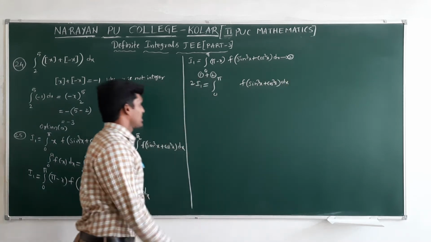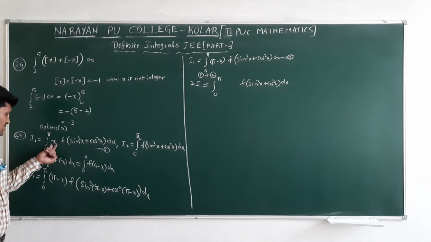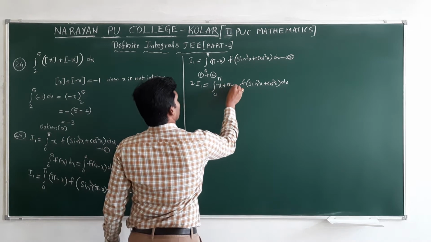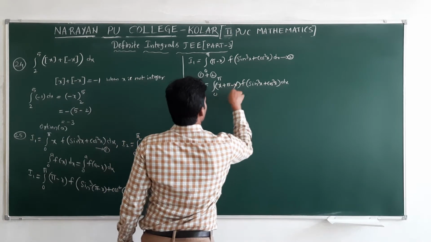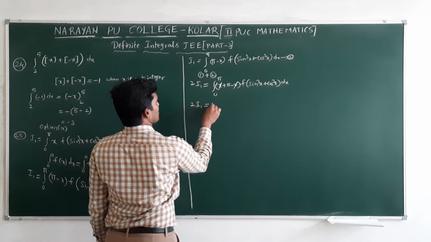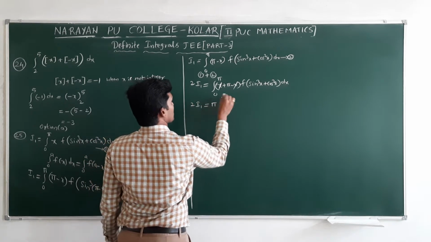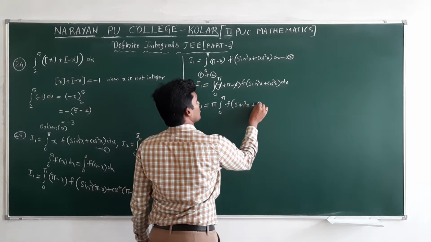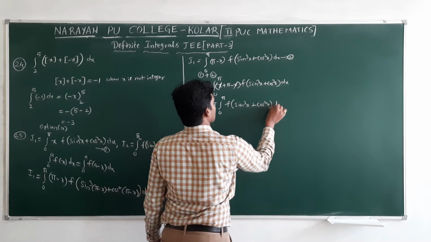And what is the extra here? We need to add these two terms, x and pi minus x: x plus pi minus x into dx. Here x cancels, take pi common: 2 I1 equals pi into integral 0 to pi of f of sin cube x plus cos square x dx.